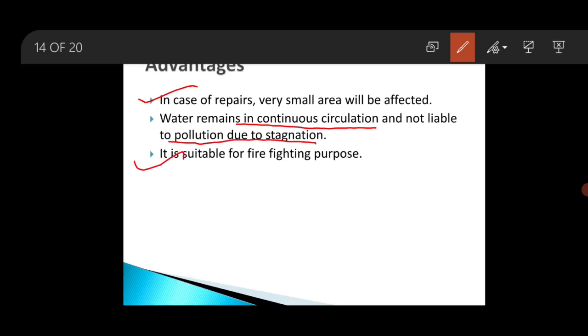Fourth, during a fire, more water can be diverted towards the affected point from various directions by closing the cut-off valves. So this will be suitable for fire fighting purposes.